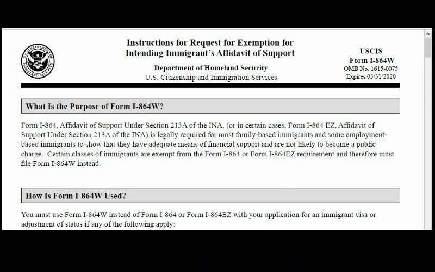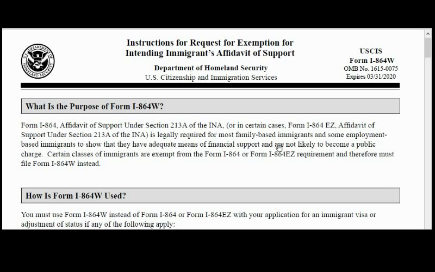Okay guys, what is the purpose of form I-864W? Okay, so this page right here, when you go to USCIS and search for form I-864W, you click on the USCIS link, then you come to the page. Then once you come to the USCIS page on I-864W, you click on instruction. That's how you open this page right here.